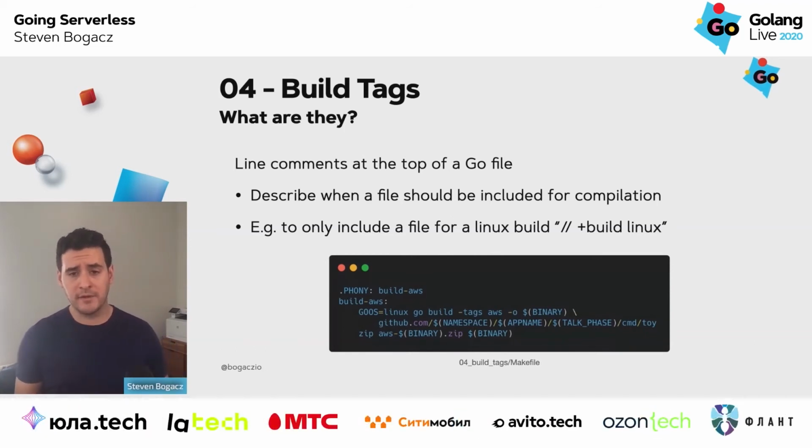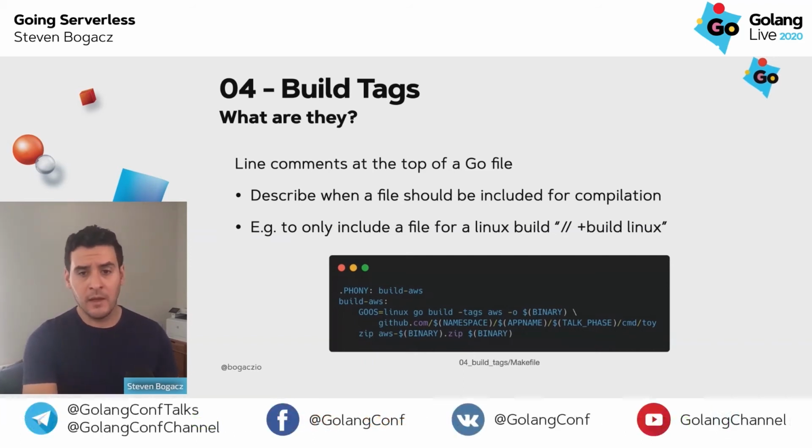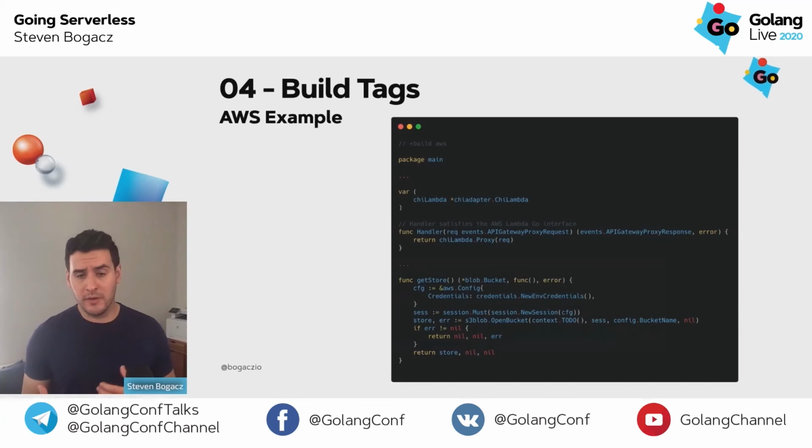What build tags are is basically a line that goes at the top of a Go file above your package declaration, and you give it one or more tags to say that when you're cross-compiling for this tag, include this file. In this example, again from our code, we're specifically saying build AWS. That means this file will not be included during compilation if we're not specifying build AWS.